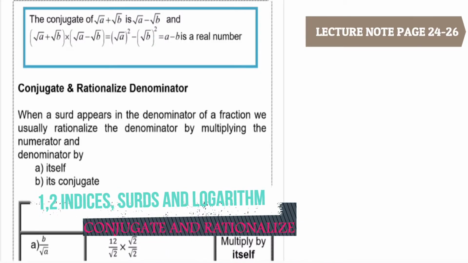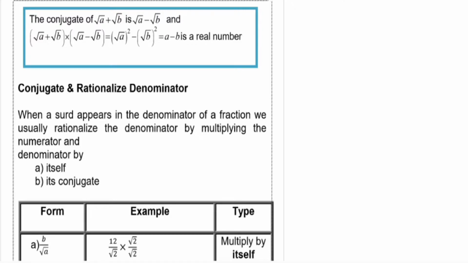In this video, we are going to learn about conjugate and rationalize denominator. First, we need to know what is conjugate. Conjugate is where we change the sign in the middle of two terms. For example, the conjugate of √A plus √B is √A minus √B.